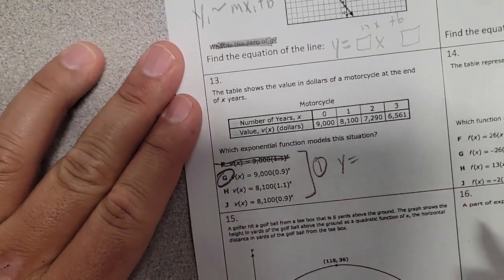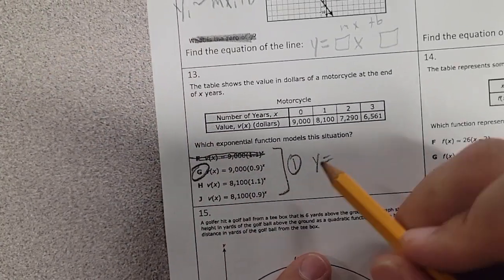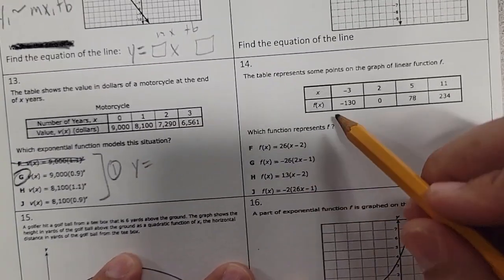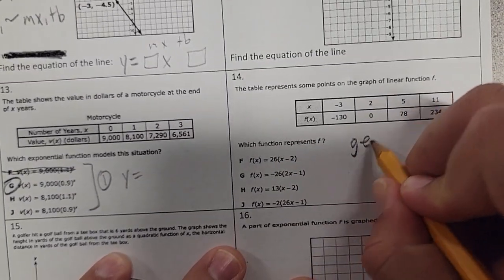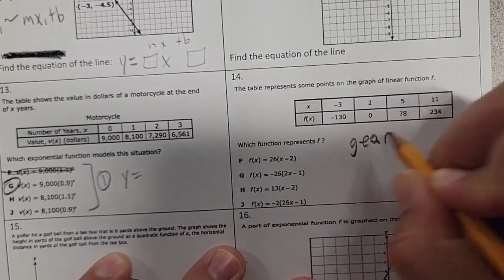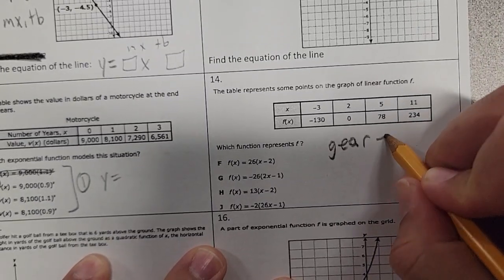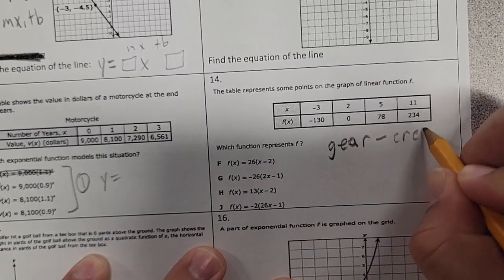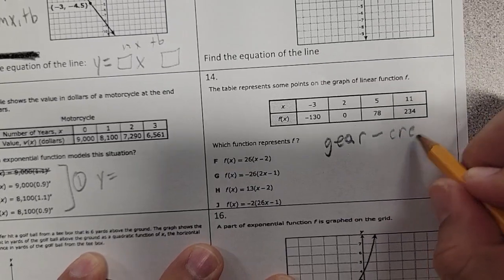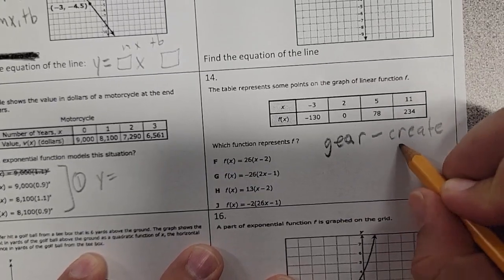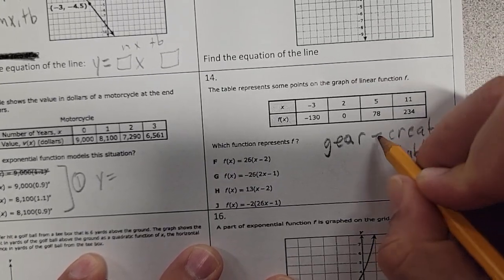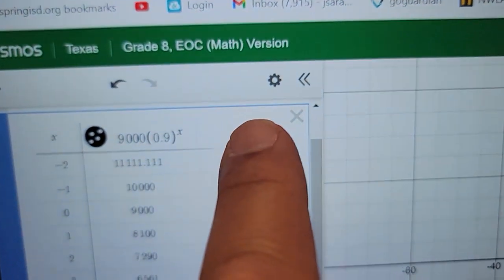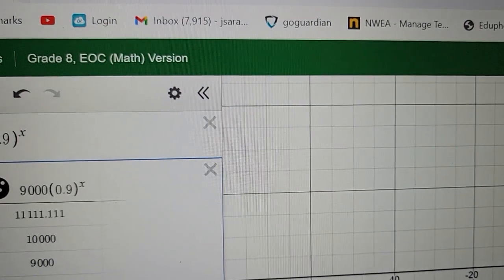G. All right. So remember, this goes into the Y1 spot. You have to hit the gear and then create table. All right. So this is the gear, guys. A little flower, whatever you want to call it. That's what you have to hit.